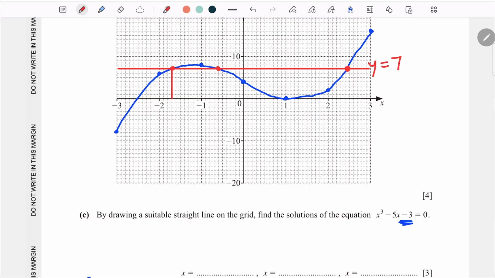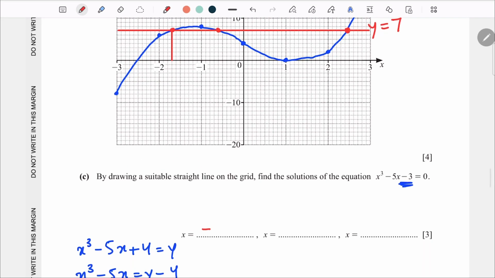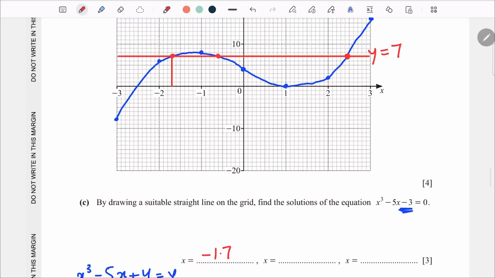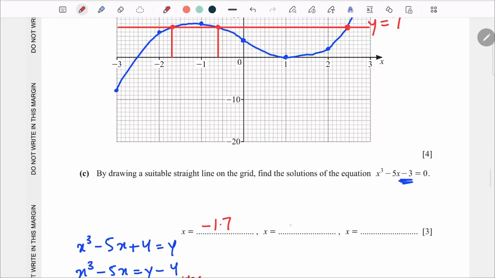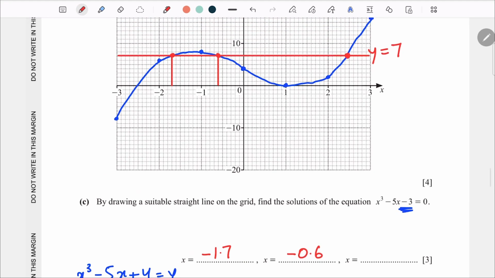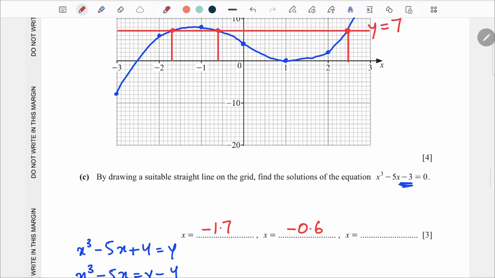This will be 1.1, 1.2, 1.3, 1.4, 1.5, 1.6, 1.7. So the first solution is minus 1.7. The second solution would be minus 0.6. And the third solution would be 2.5.